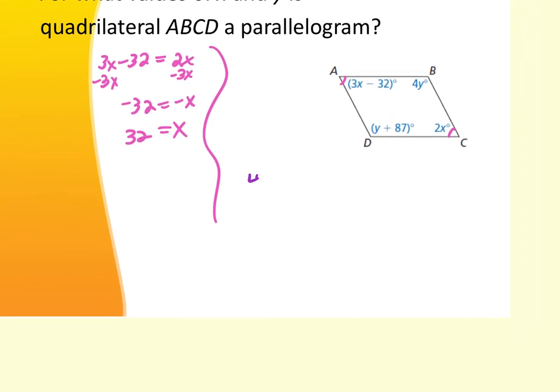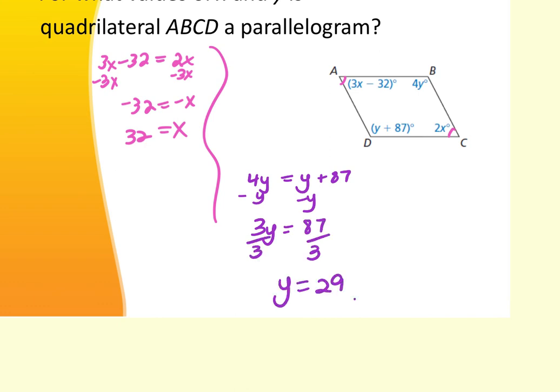And then 4y equals y plus 87. Subtract the y. 3y equals 87. Divide by 3. And y is 29. So again, if the x's were consecutive, I would use the supplementary property. Because these are opposite, we use the opposite one.